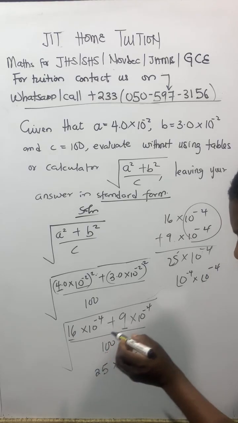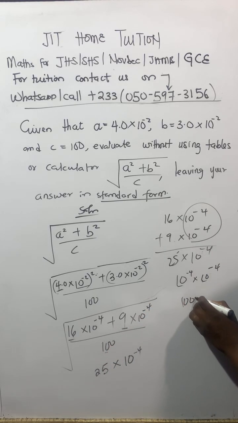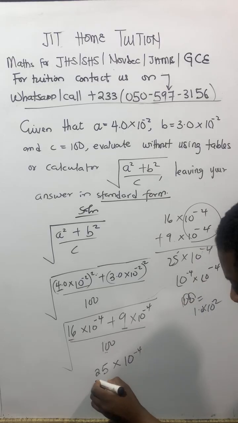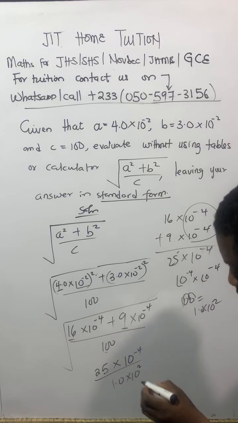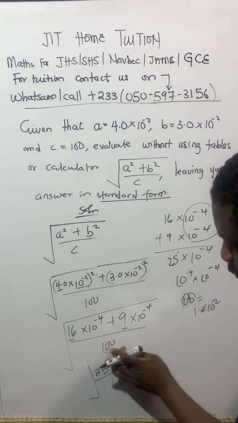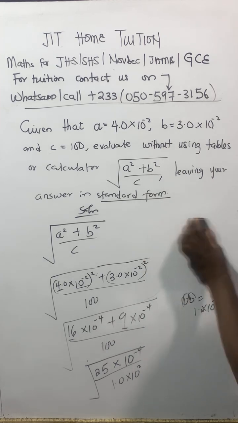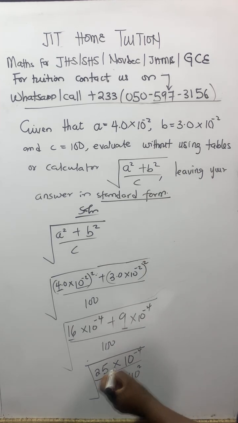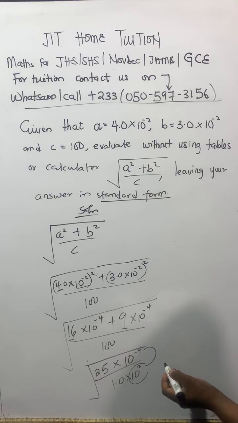Alright, now this one, when you change it, 100 will become 1.0 times 10 exponent 2. So all divided by 1.0 times 10 exponent 2. Alright, I hope you are following. Kindly pardon me because of the size of the board. So at the end of the day, we are going to move this one to this side.